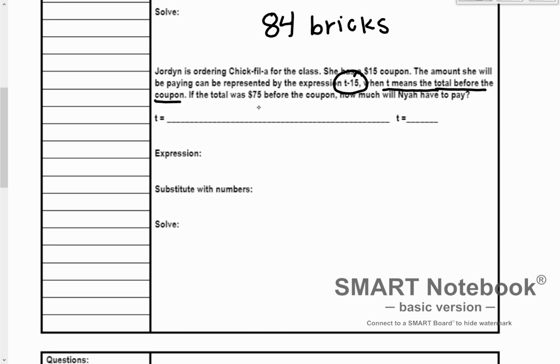If the total was $75 before the coupon, how much will, oops, I forgot to put Jordan's name. I changed it from a student last year. That's supposed to say Jordan. How much will Jordan have to pay? All right, so t means the total before the coupon. So the first thing we're going to describe is t in words: total before coupon. Remember, a coupon is like money you're getting off. You're getting it taken off. It's a good thing. And then it tells us our total before the coupon was $75. So t equals 75.